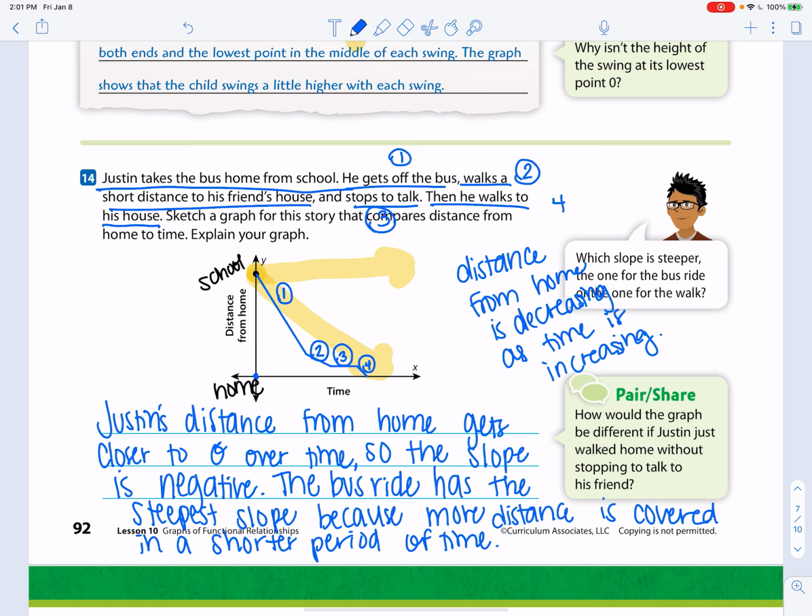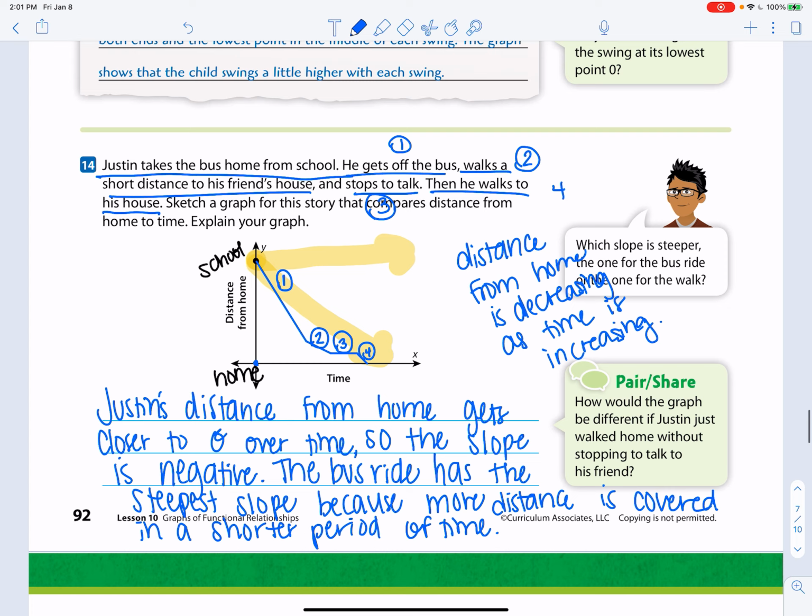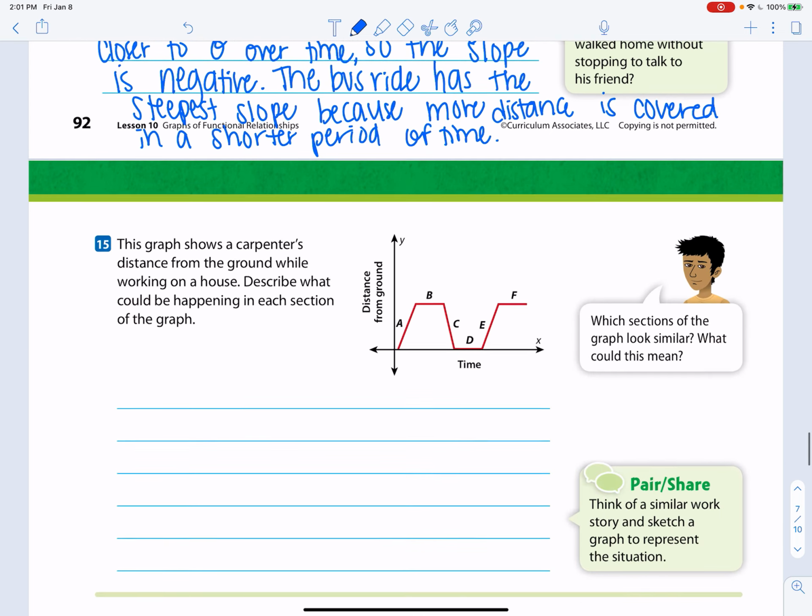And of course that's versus him walking. All right, as you know, that's just going to be something that happens anyways. All right, moving on to number 15.